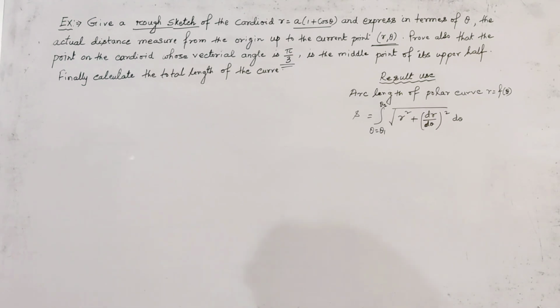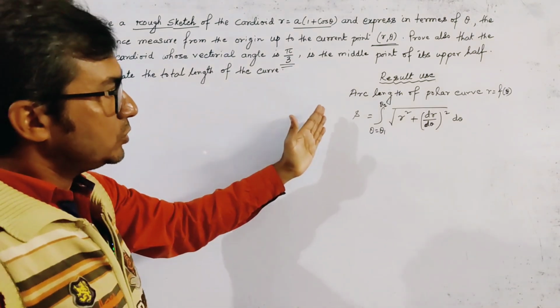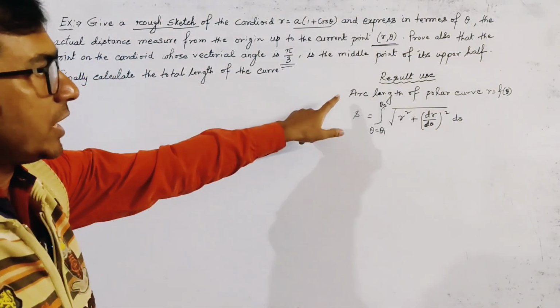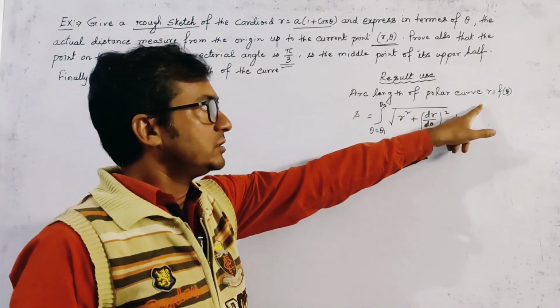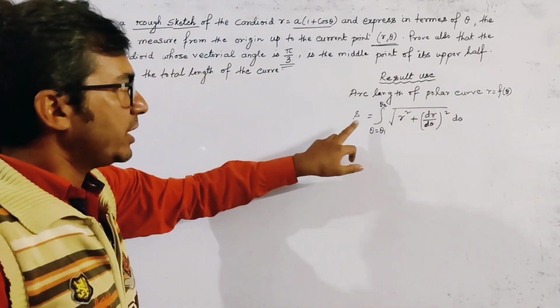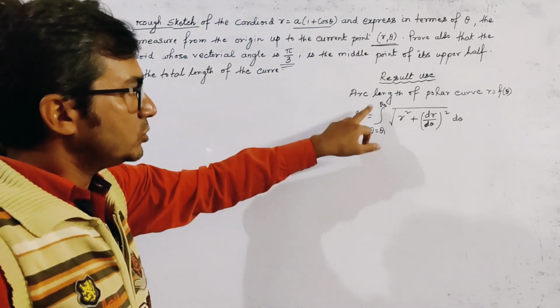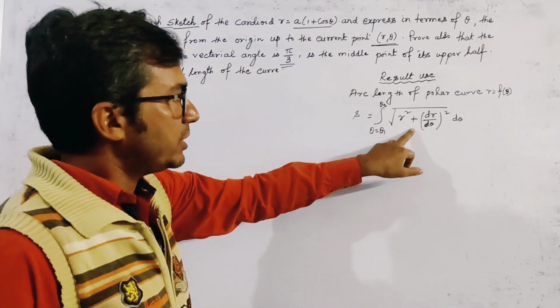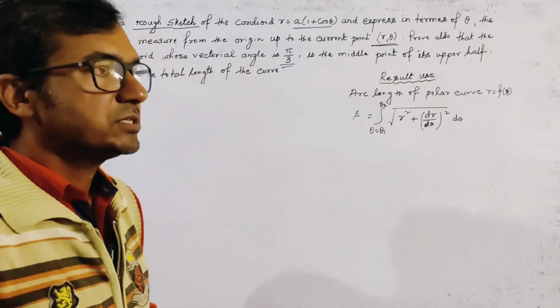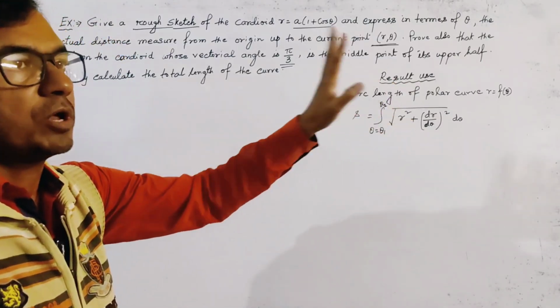Here we write the result we use. The arc length of the polar curve r = f(theta) is given by S equals the integral from theta 1 to theta 2 of the square root of r squared plus (dr/d theta) whole squared, d theta. This is the formula for the arc length of a polar curve.